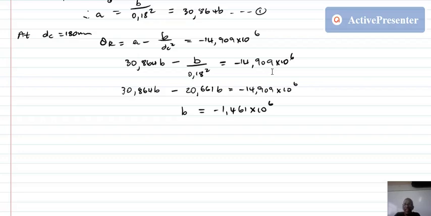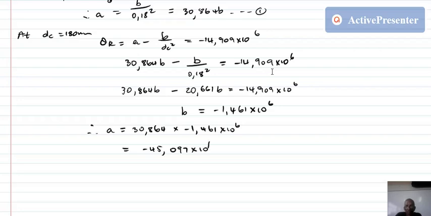Right. So your A will be 30,864 multiplied by minus 1,461 × 10^6. That is, your A will be minus 45,097 × 10^6.